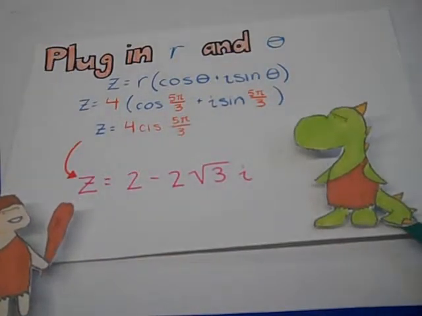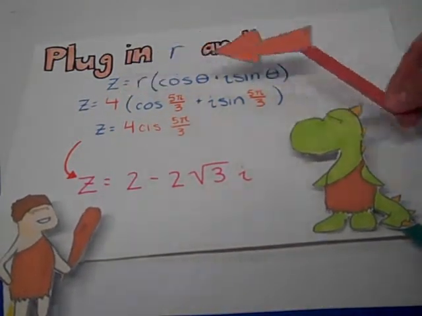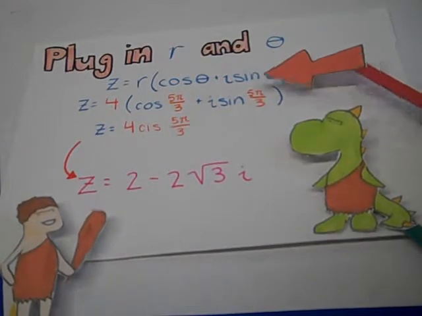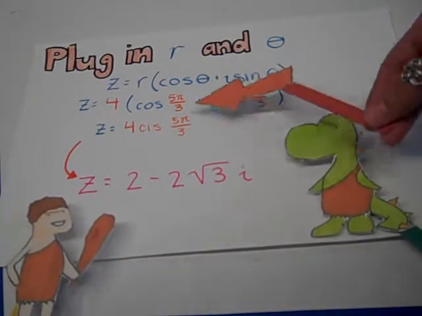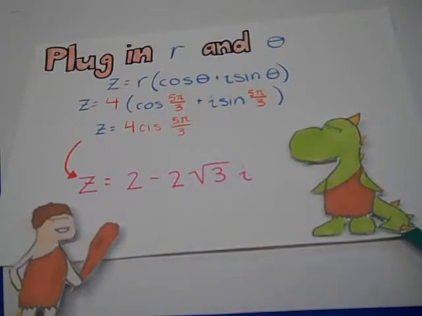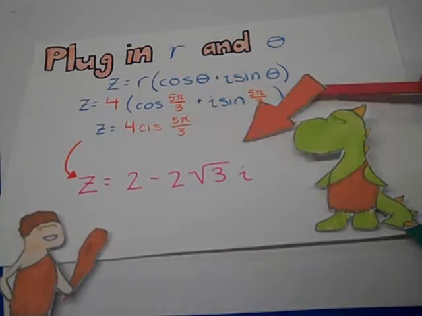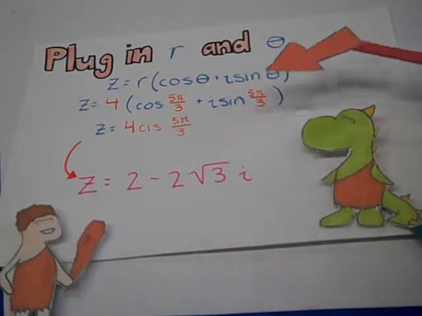Now we just plug in our values into the trig formula. Replace r with 4 and theta with 5 pi over 3, and you get this equation. You can also write it in the form z equals 4 cis 5 pi over 3, which just abbreviates cosine plus i sine. This is the trig form of the complex number z equals 2 minus 2 root 3 i.